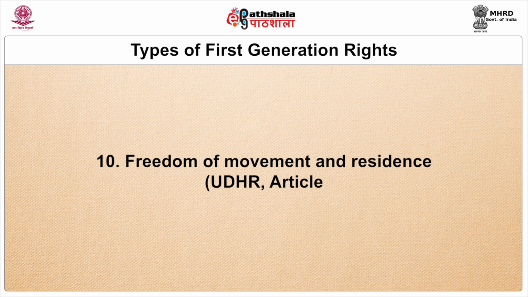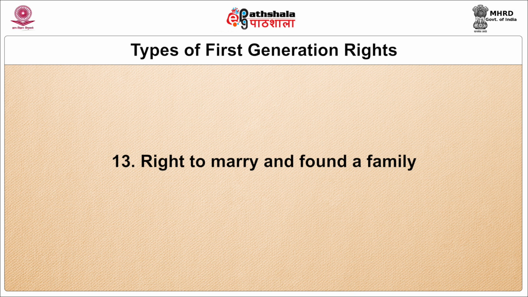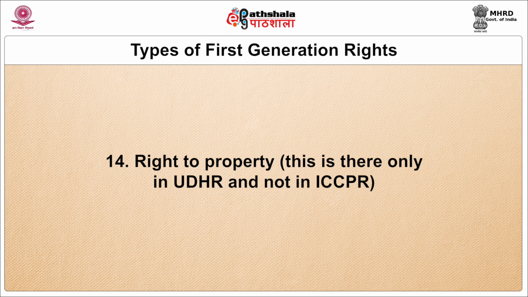Freedom of movement and residence, UDHR Article 11. Right to asylum. 12. Right to nationality. 13. Right to marry and found a family. 14. Right to property. This is there only in UDHR and not in ICCPR.